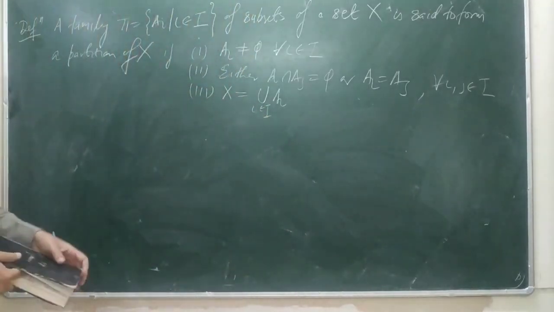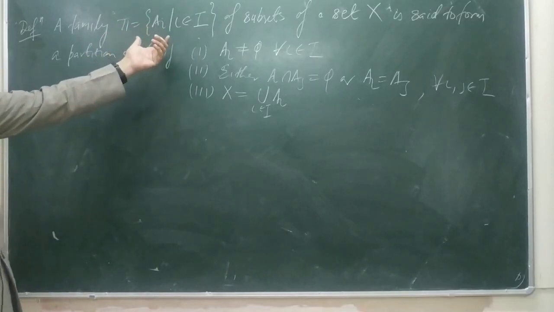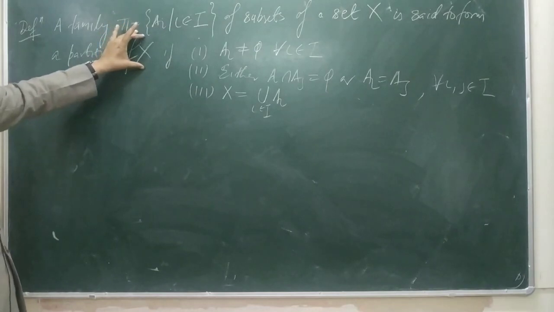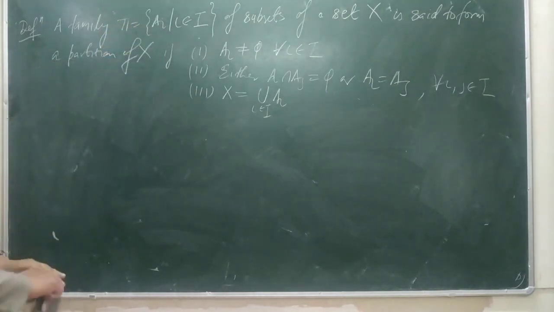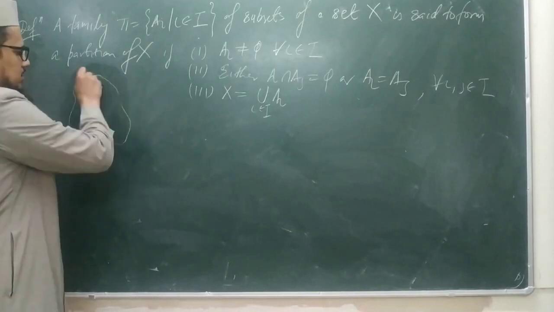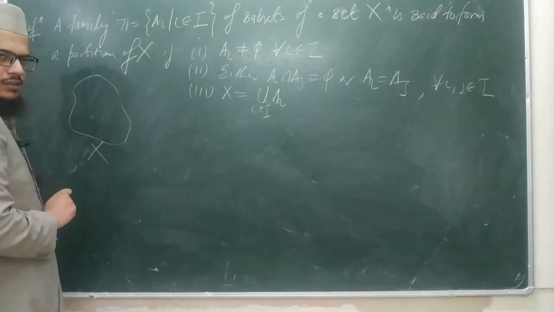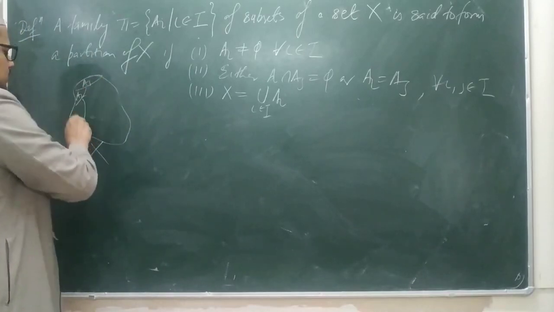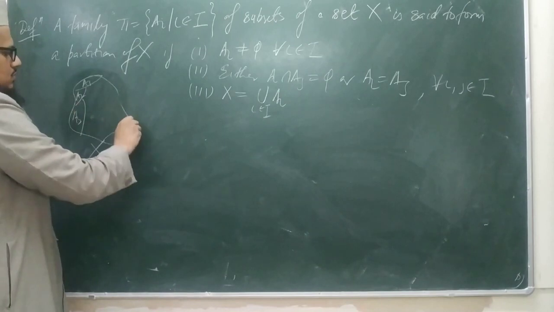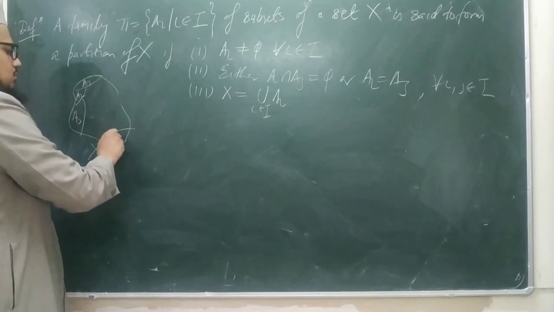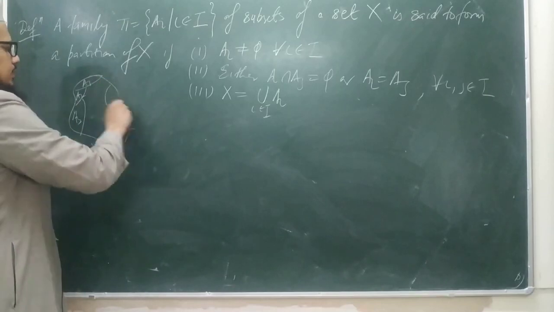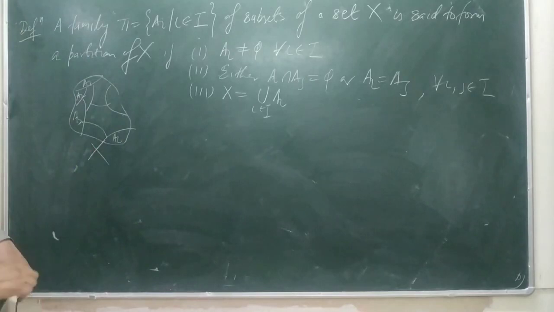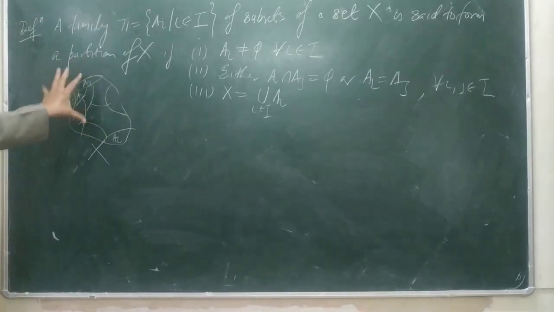So see, this is the family of subsets of X, and we say that this family forms a partition of X, isn't it? Partition means that for example, this is X, correct? Now the situation is like this. This is A1, this is A2, this is A3, this is, you say, A_i, like this. So in this way, these subsets of X form the whole partition.